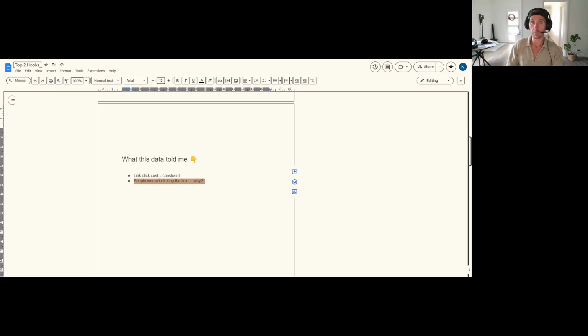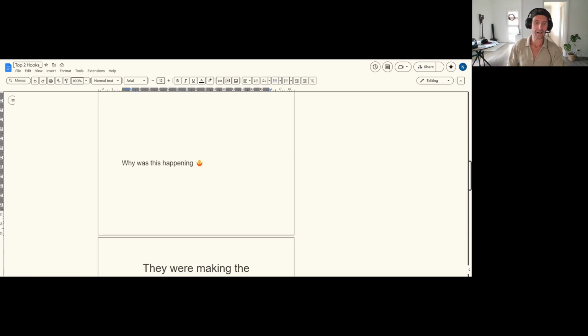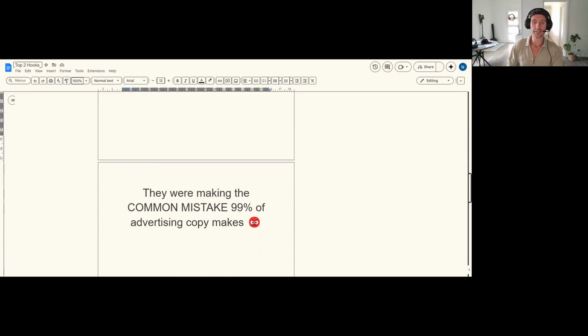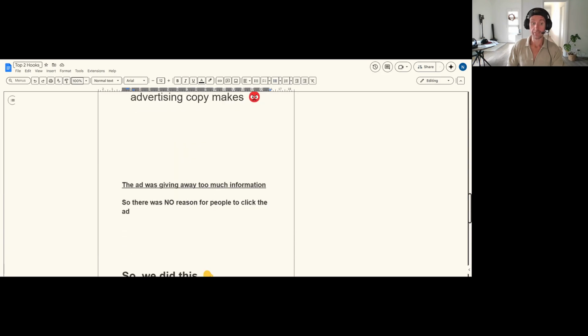And then when I looked at the copy, it was very, very clear, clear as day, why this was happening. They were making the common mistake that 99% of advertising copy makes, and that is that the ad was giving away too much info. So there's no reason for people to click the link that's in the ad. This is the issue that so many ads that I see have: they give it all away.